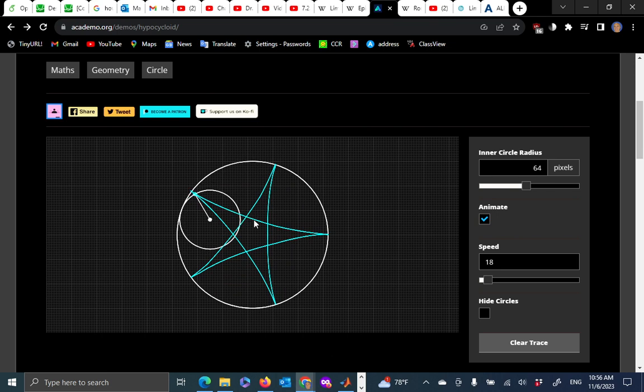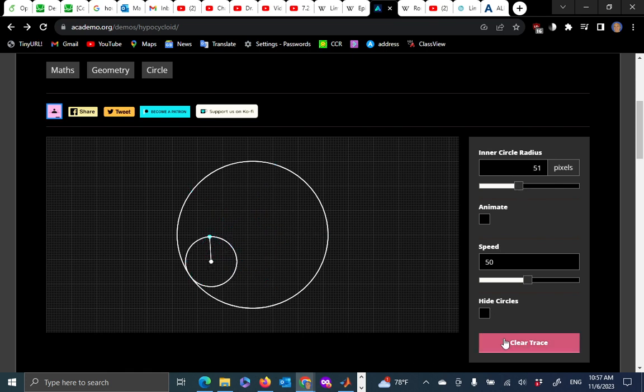depending on, let's increase the speed here. So here's what I'm getting. Now let me stop this and clear the trace. Play it again.